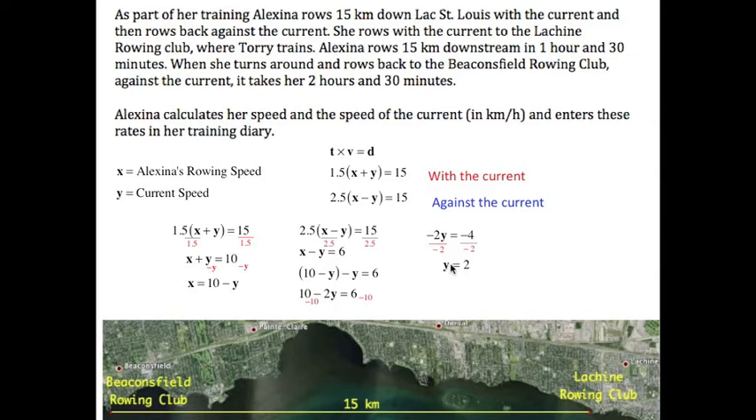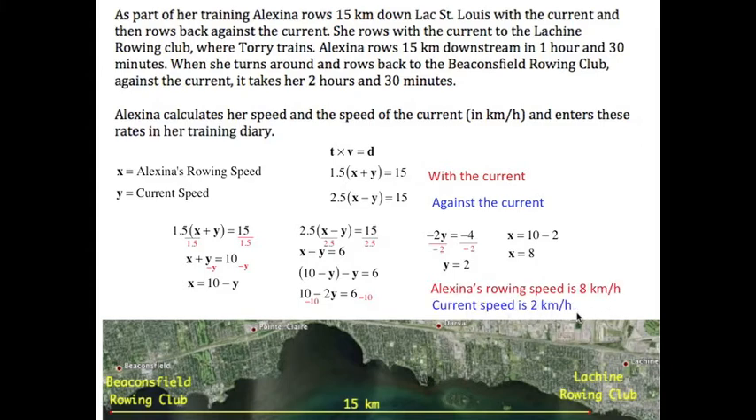So the current is 2 kilometers an hour. And Alexina's rowing speed is, have we figured out x yet? We haven't. So x is equal to 10 minus y, and y is 2, so 10 take away 2 is going to be 8. So x is equal to 10 minus 2, which is 8. That tells us that Alexina's rowing speed is 8 kilometers an hour, and the current speed is 2 kilometers per hour.